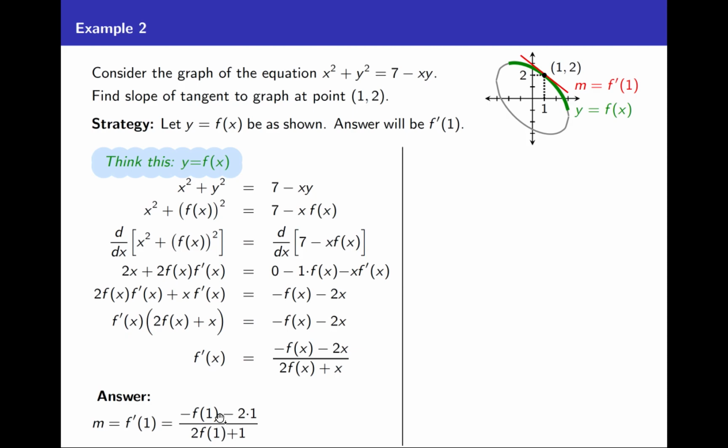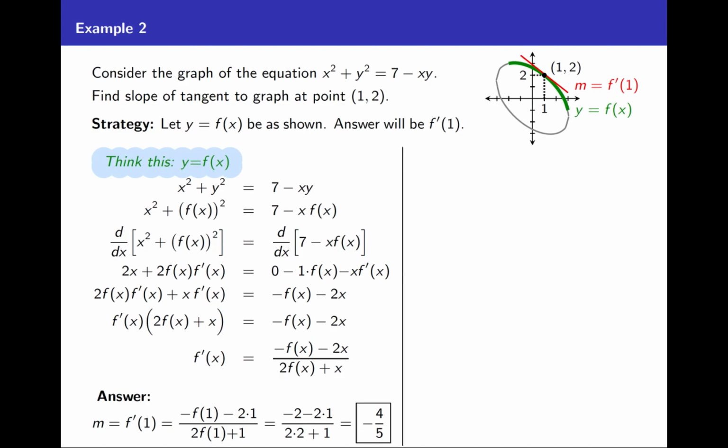And in this expression, you'll see an f of 1 occurring on the top and the bottom. You have to think, what is f of 1? Go back to your picture here. F of 1 equals 2. Because remember, all of the f's here, the f of x's, are this green function, y equals f of x. So plugging in 2 for f of 1, we get minus 2 times 1 over 2 times 2 plus 1. And that's minus 4/5.